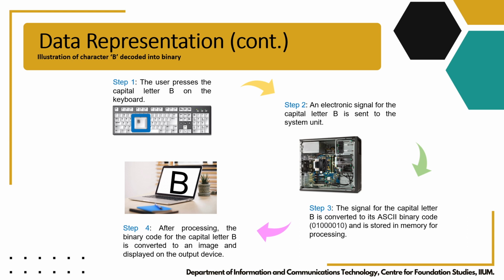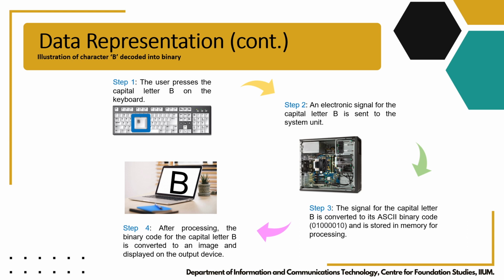Taking the capital letter B as an example here, when it is input via the keyboard, the computer recognizes its ASCII value as 066, which it then converts into the binary 01000010. Subsequently, the computer can store and manipulate this binary data.